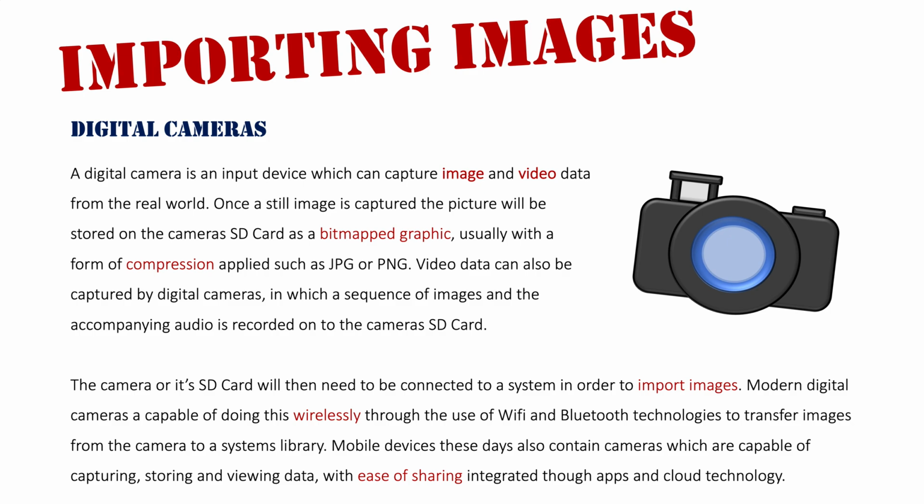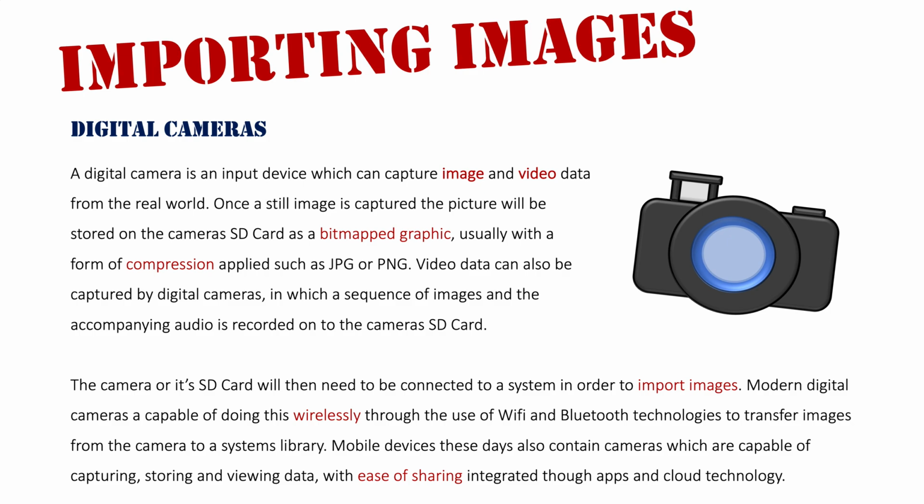Once a still image is captured, the picture will be stored on the camera's SD card as a bitmap graphic, so it records the pixels and is set to a specific resolution, which is how the image is created for bitmap graphics. But then usually a compression method is applied to reduce its file size straight away. By default, it's usually JPEG, but it can also be set to PNG. Video data can also be captured by digital cameras, in which a sequence of images and their accompanying audio is recorded onto the camera's SD card as well.